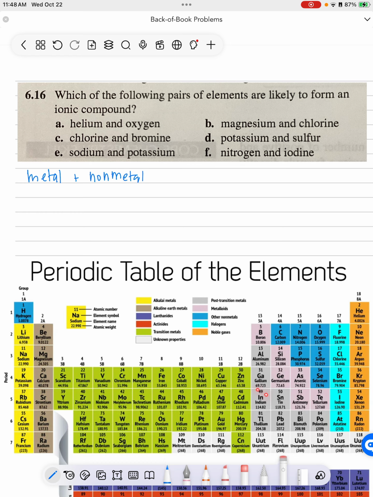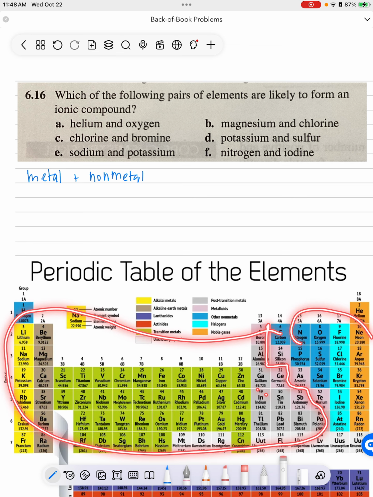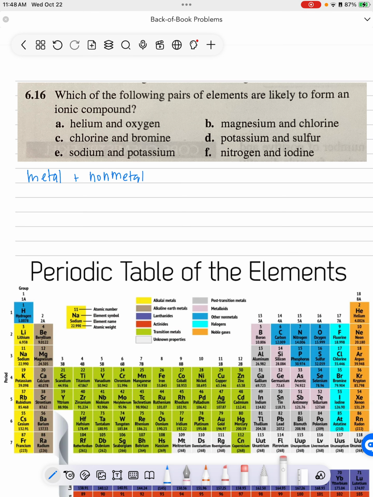So here we have all of our metals, and then over here we have all of our nonmetals. The first thing that I would do is look at anything that has two nonmetals in it, or something that has no metal in it. So for example, helium is a gas and oxygen is a nonmetal. So we know this isn't ionic, and I'm just going to cross it off. I'm not even going to try to think about it.